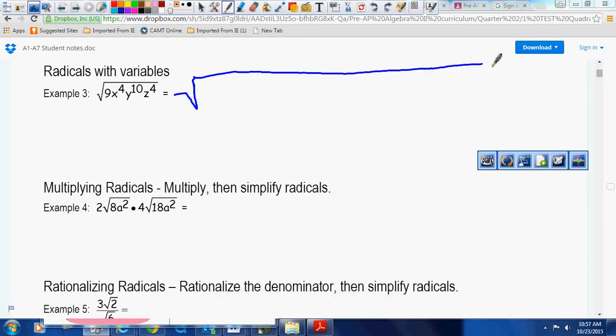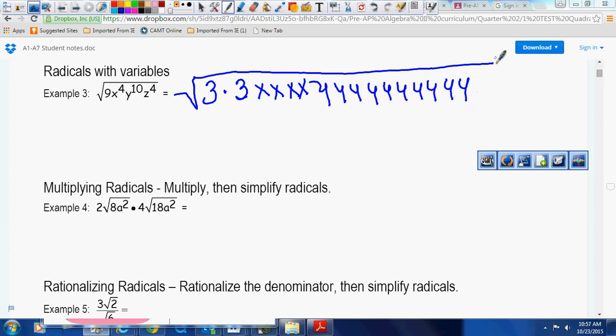So for my visual learners, I know that if I do the prime factorization of my 9, I'm going to get a 3 times a 3. And then I have 4 x's. And then I have 10 y's. And then I have 4 z's. And remember, because I'm under the square root, it does, again, take 2 to bring out. So it's 2 for a group.